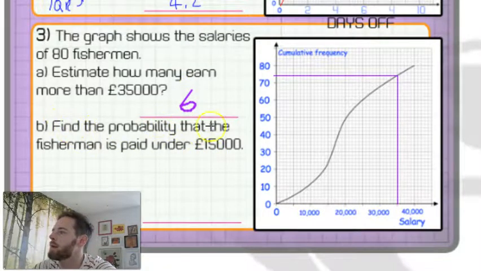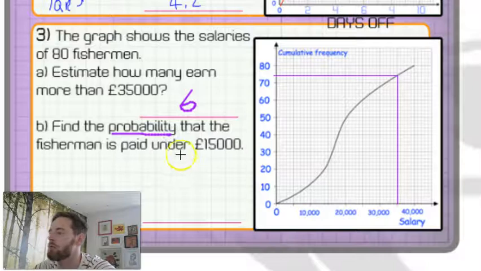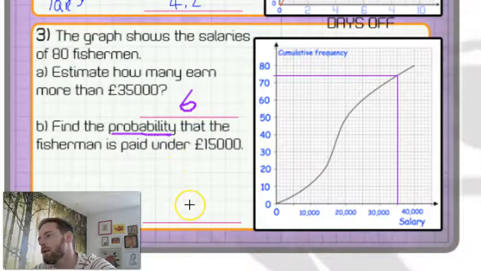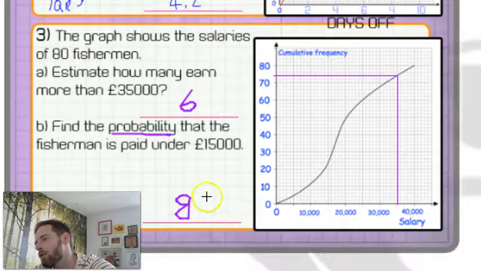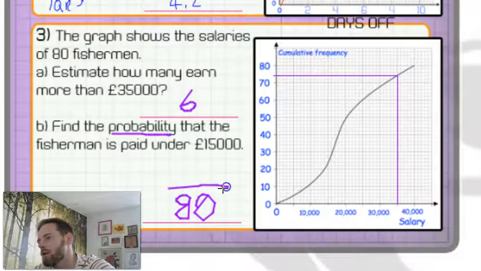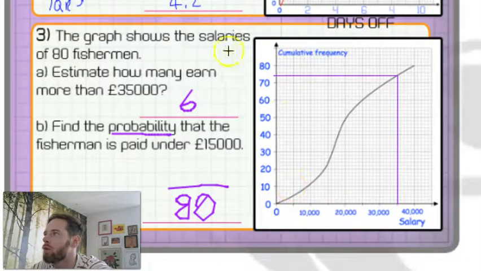Then find the probability that a fisherman is paid under £15,000. So be careful of this word here. Probability answers need to be given as fractions, decimals or percentages, but fractions are probably easier because we know it's out of 80. So we know there's going to be 80 on the bottom of our fraction, and we're going to put a number on the top of that fraction, and that is going to be determined much the same way we did the other one.